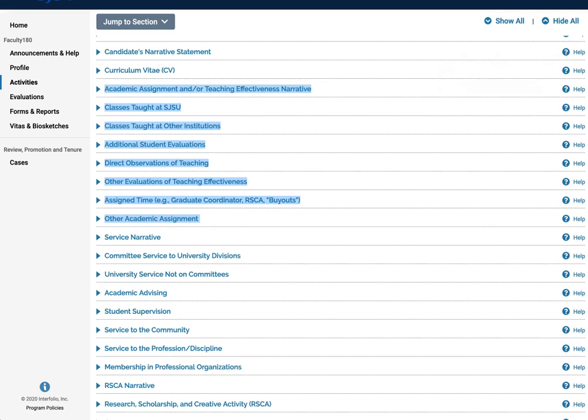If you'll notice on here, when you log into your dossier, you log into the activities section here, I've highlighted 8 of the categories which might be reasonably related to academic assignment and teaching. I think it should be relatively evident just from those 8 that it's not a simple, straightforward category. In particular, when I thought about writing my dossier narrative, what I focused on was teaching. I thought about my academic assignment in terms of teaching.